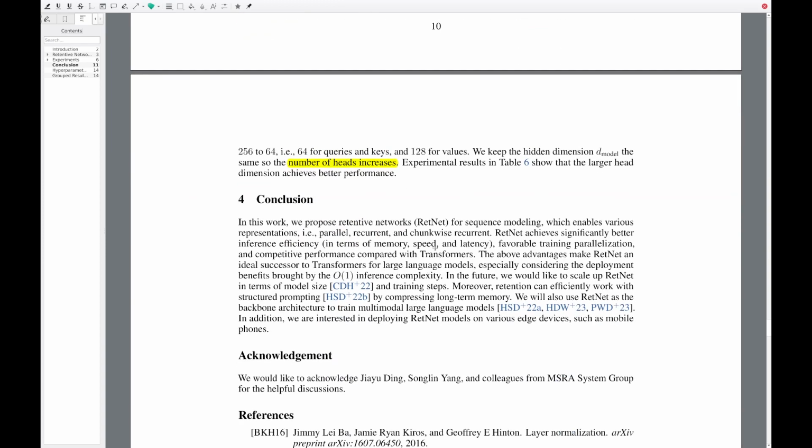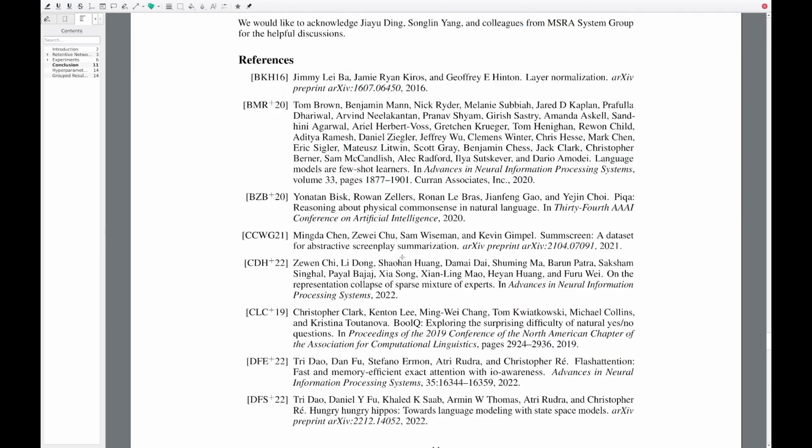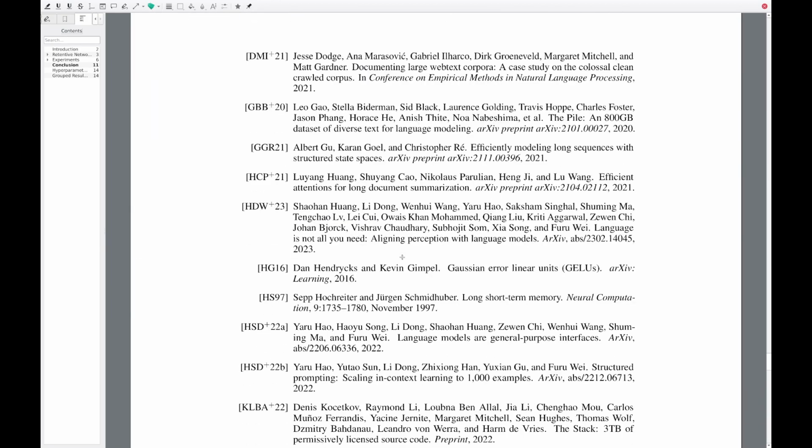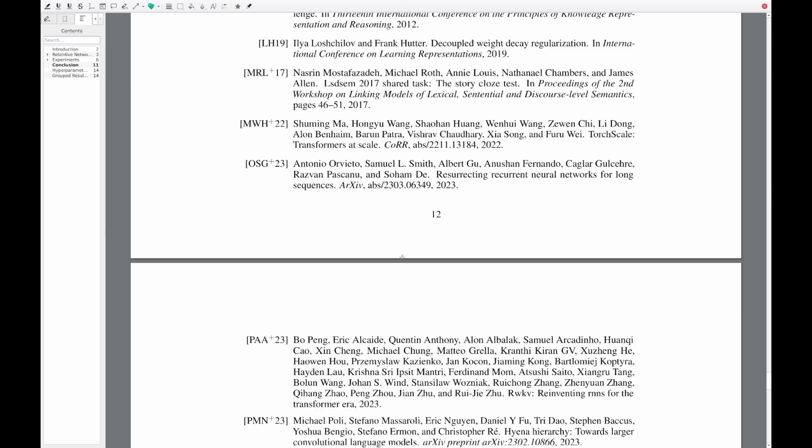So this is the conclusion. Very similar to what we've already seen. They say it's an ideal successor to transformers. I think that'll still have to be tested, especially considering all the tables that we've seen. It's not entirely clear that it does beat a transformer. And I'm going to show one more table at the bottom that is also a little strange.